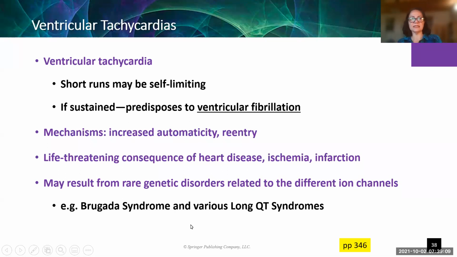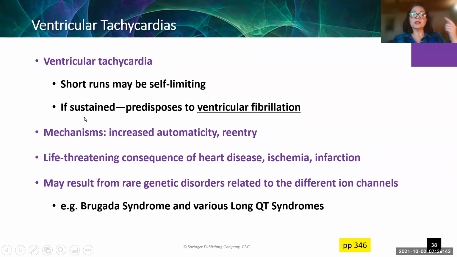Okay, and then finally, ventricular tachycardias. This is an emergency. Our textbook describes it as, arbitrarily, separated into these categories of short runs, 30 seconds or less, or longer runs. This is a real emergency. The short runs may be self-limiting. It's never great for this to happen, but if it stops on its own, it's not a medical emergency.